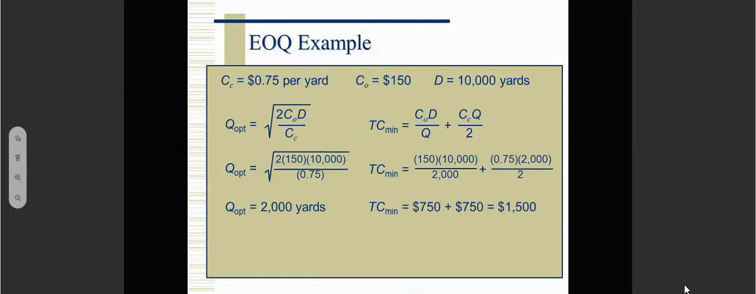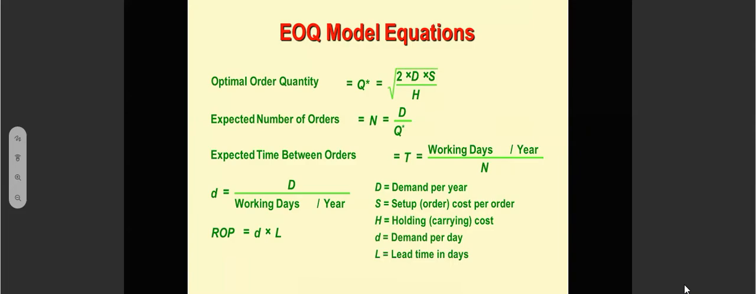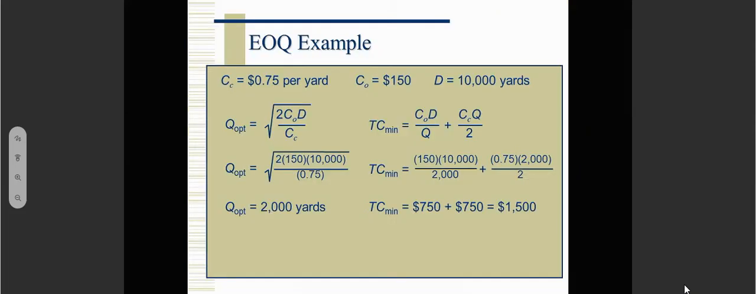Okay. So we have an example of the economic order quantity model here. For example, the carrying cost is 75 cents, the ordering cost is 150, and the annual demand is 10,000 yards. So what is the optimum order quantity? We replace all the information regarding the cost and the demand from the customer into the optimal order quantity formula. So we have 2,000 yards as the optimum order quantity.